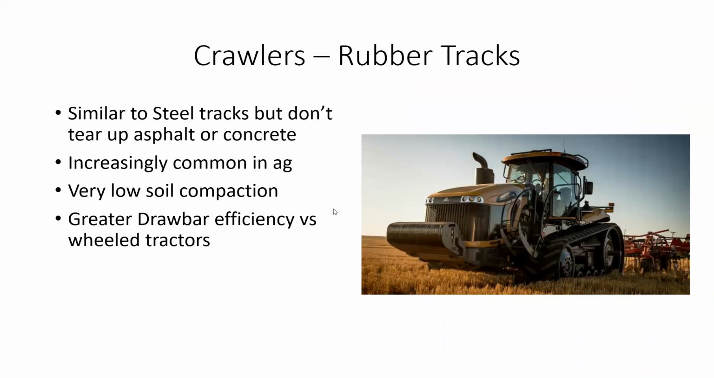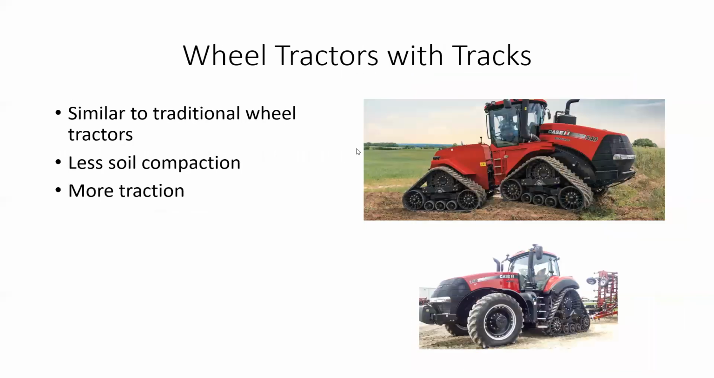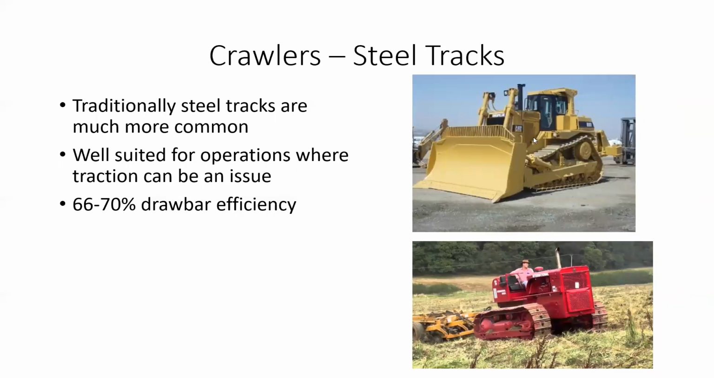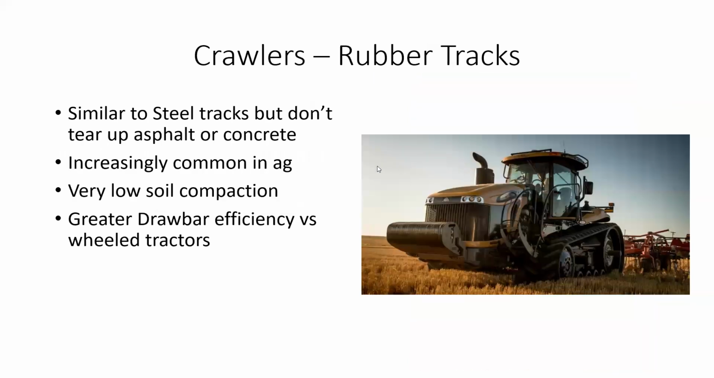So a little bit more on crawlers. A lot of times in ag, you'll see rubber tracked machines. This is similar to our steel tracked crawlers from before, but it's very common in ag now to see these rubber tracked machines. And one of the big things with this is you can drive this down the road and you're not going to just tear up the asphalt or concrete.